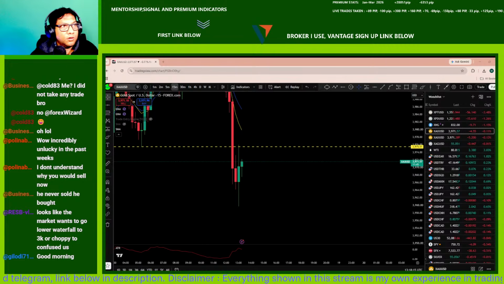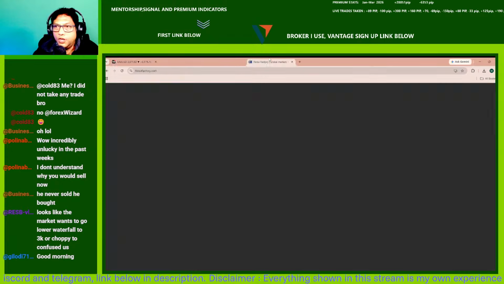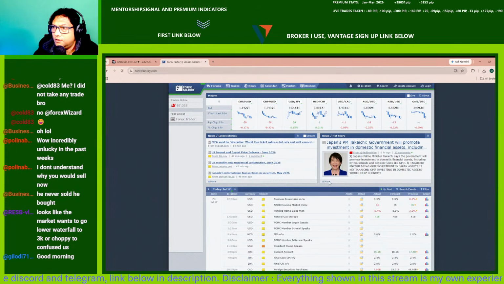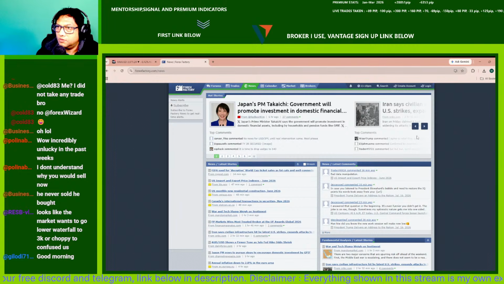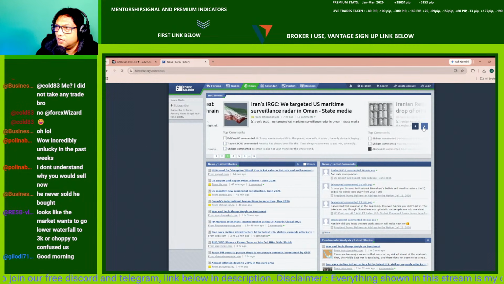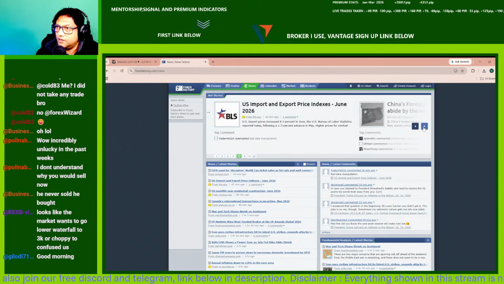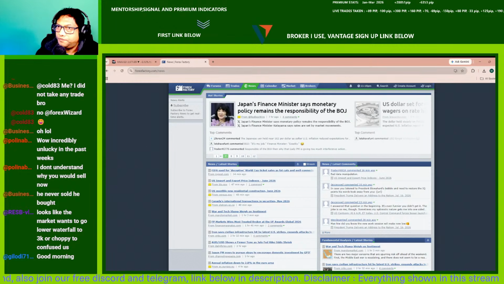Now, with the current, if you look, the trend is bearish, and looking at the current sentiment, government will promote investment. Okay, so this is what we have looked at. I think there isn't any significant breaking news here at the moment.